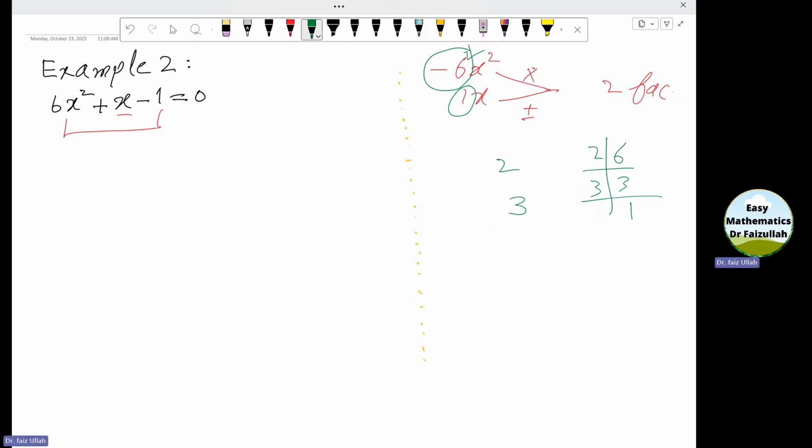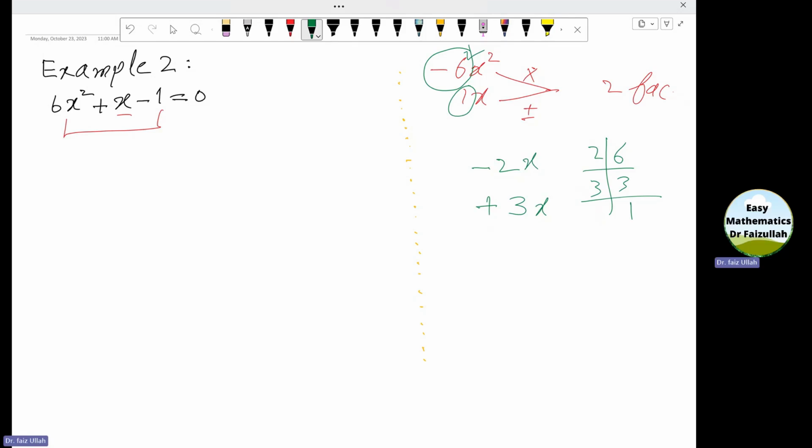But now how to get minus 6 from the multiplication and plus 1 when we add them? In that case, we put minus with 2 and plus with 3. So now minus 2 plus 3, when we add them, we get plus 1x. If we multiply minus 2 with plus 3, we get minus 6x. So now just put x with them, and those numbers are 3x and minus 2x.